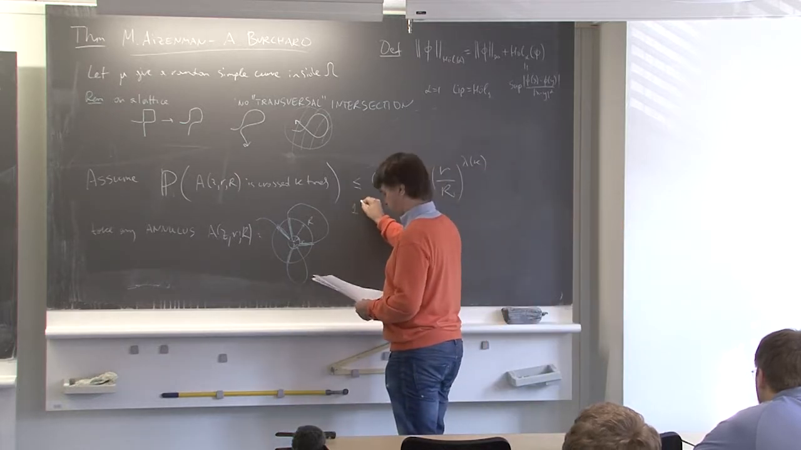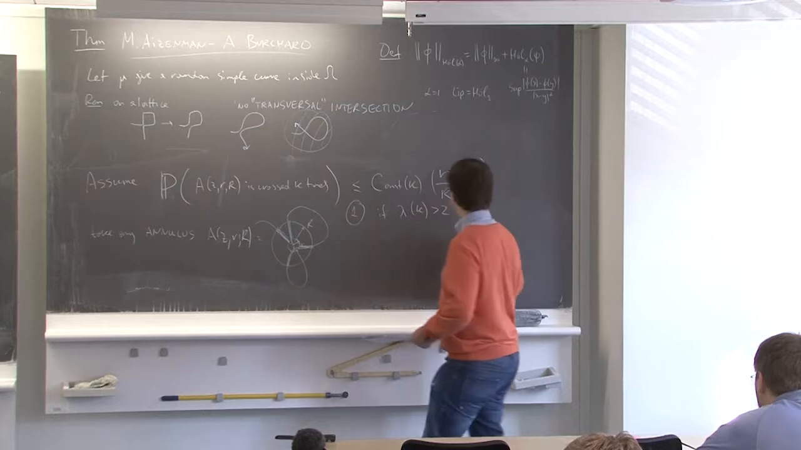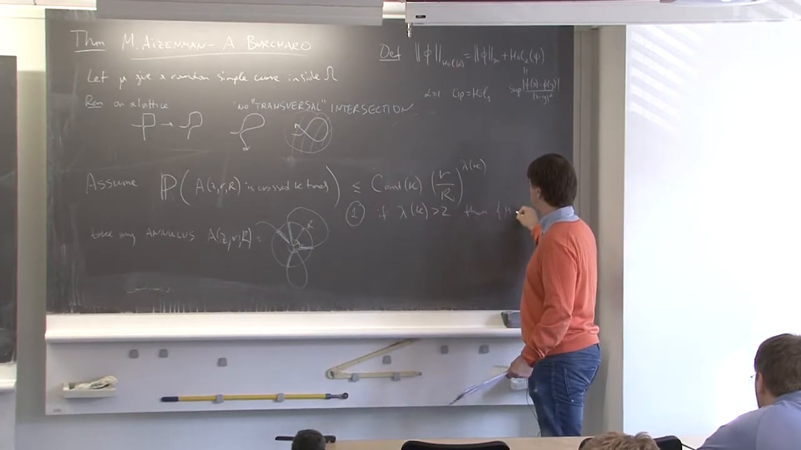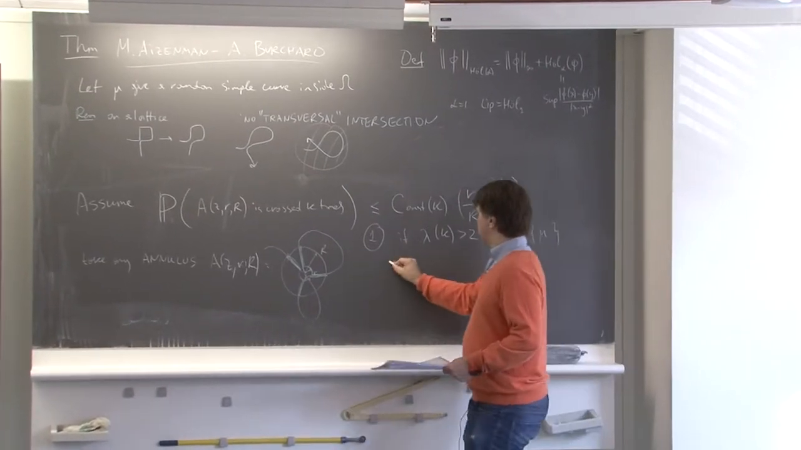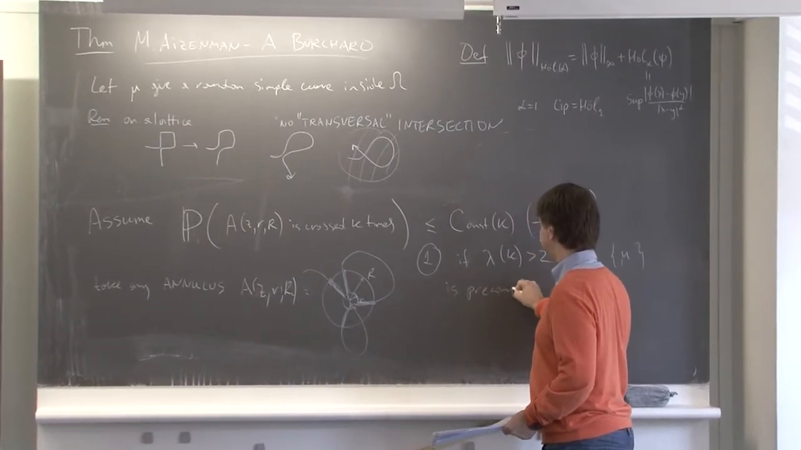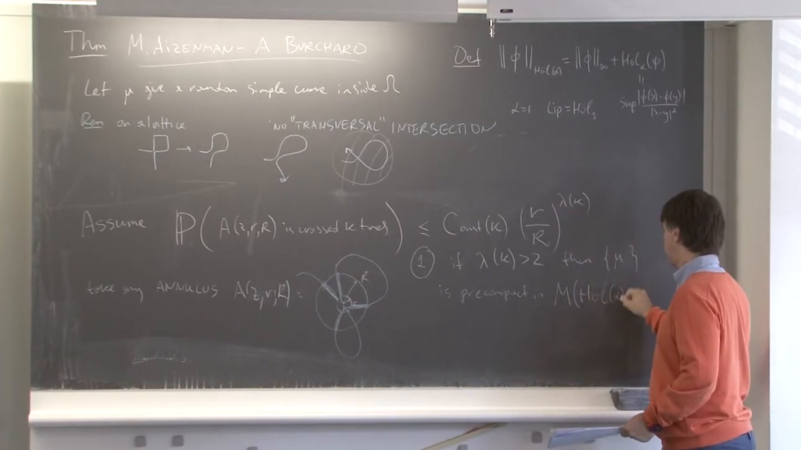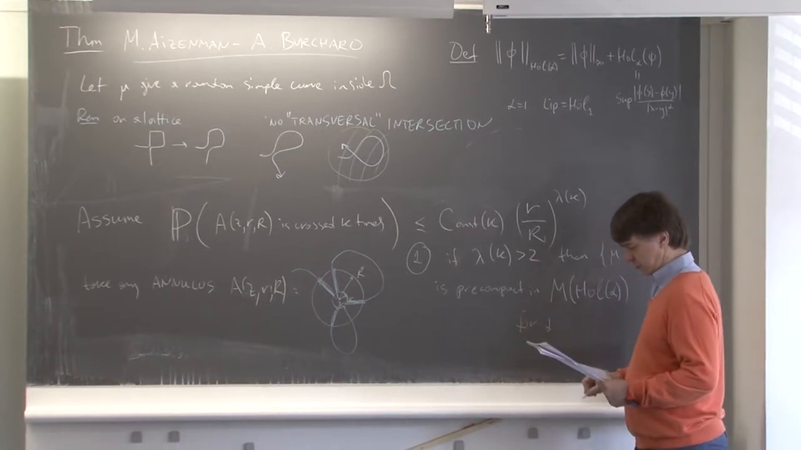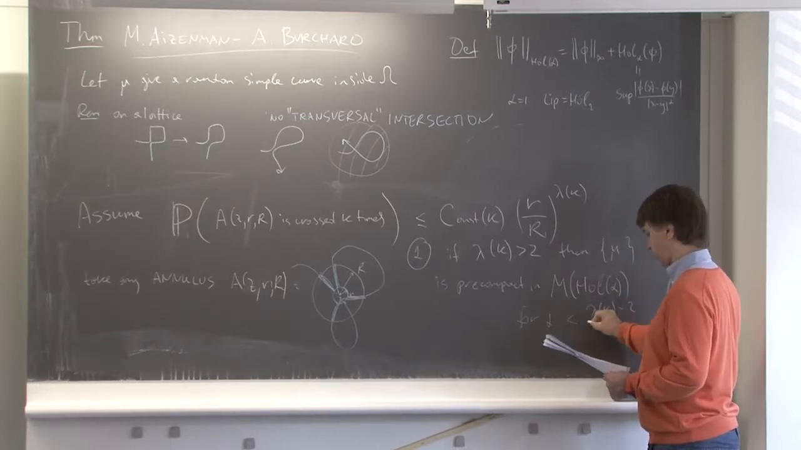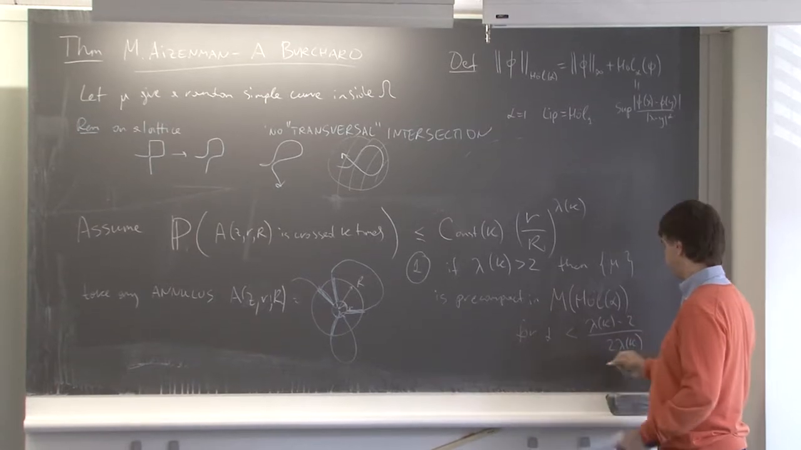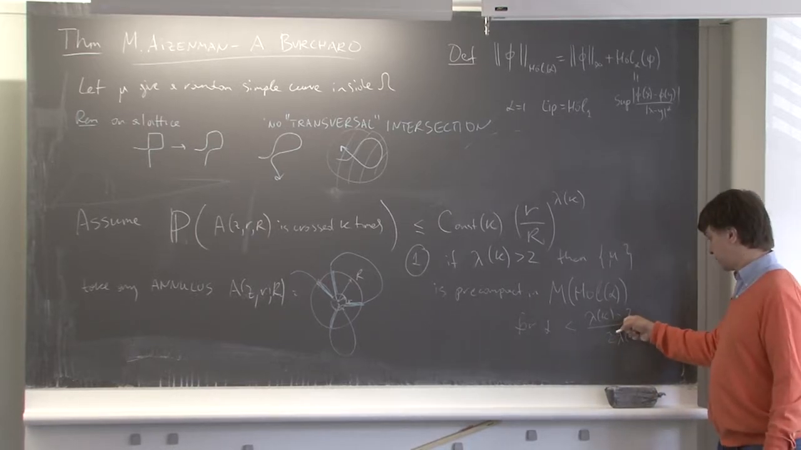First conclusion. If lambda of k is bigger than 2, then the family mu, or mu delta in our case, is precompact in the space of Hölder alpha, for any alpha smaller than (lambda of k minus 2) over (twice lambda of k). So we need lambda of k bigger than 2, because then this thing is positive.